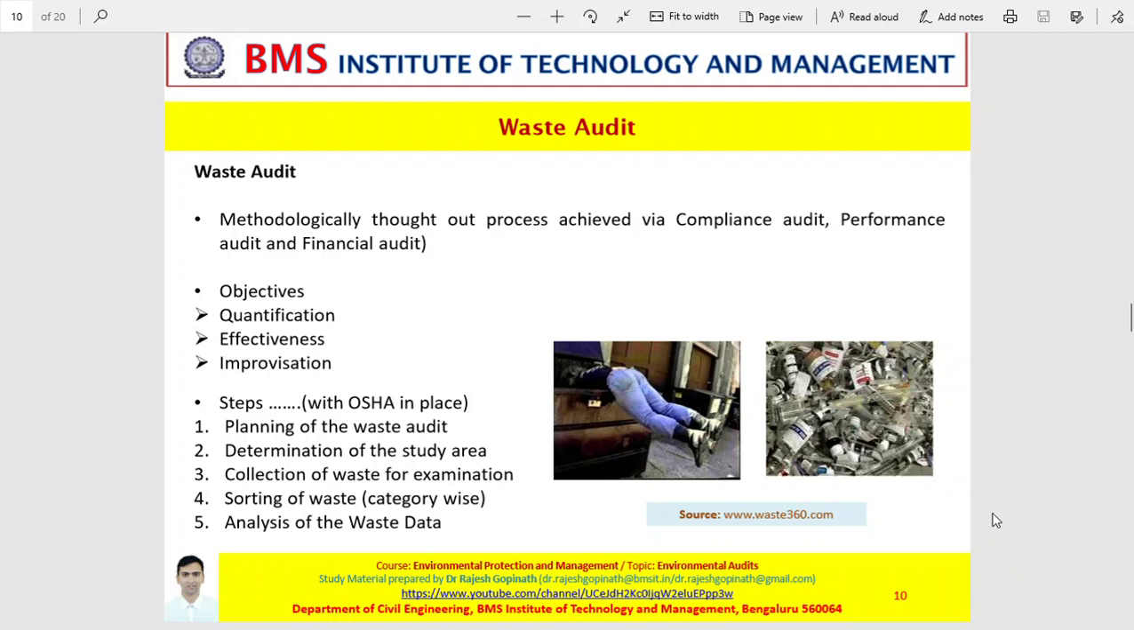Now let's look at the steps in a waste audit. Before you actually start a waste audit, it is most important that you train your members for safety. You train your members to make them understand how to handle waste materials. Once all the necessary safety precautions have been taken into account, only then you and your team can actually begin the audit. In simple words, OSHA must be in place. Occupational health and safety aspects must be in the right place.